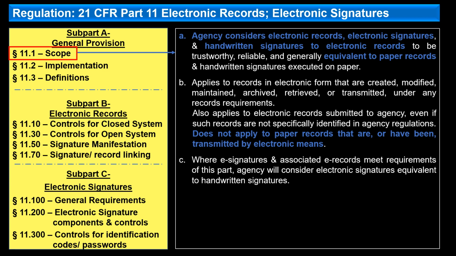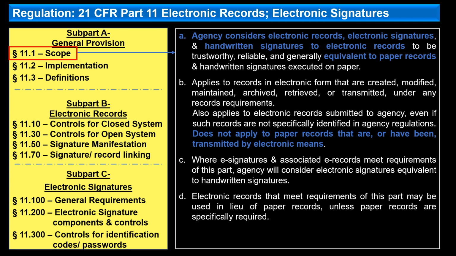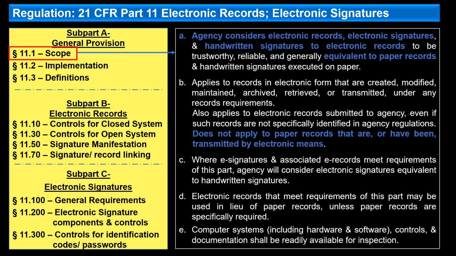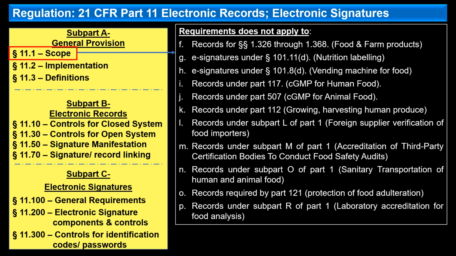Where e-signatures and associated e-records meet the requirements of this part, the agency will consider electronic signatures equivalent to handwritten signatures. And electronic records that meet the requirements of this part may be used instead of paper records unless paper records are specifically required. Computer systems, including hardware and software, controls and documentation should be readily available for inspection by the agency. There are certain exceptions, where the requirements of Part 11 do not apply to a number of parts of the 21 CFR. These are mainly related to the food industry, for human food and animal food.